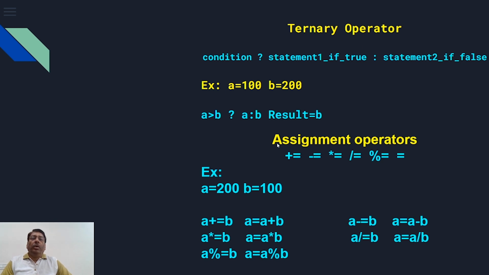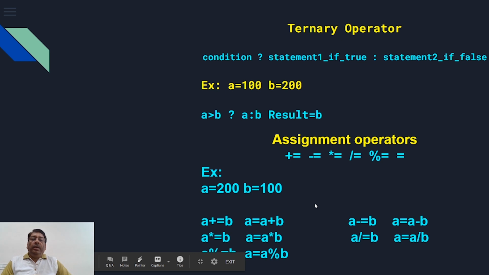Similarly, you have something called assignment operators. Assignment operators are plus equals to, minus equals to, star equals to, slash equals to, percent equals to, and single equals to. Which means what? Take an example. If A value equals 200, B value equals 100, A plus equals B is as good as writing A equals A plus B. So instead of saying A equals A plus B, you can as well write A plus equals B. Similarly, A equals A star B, you can write as A star equals B.